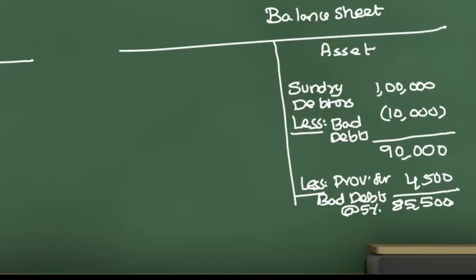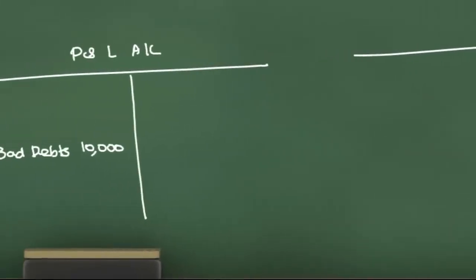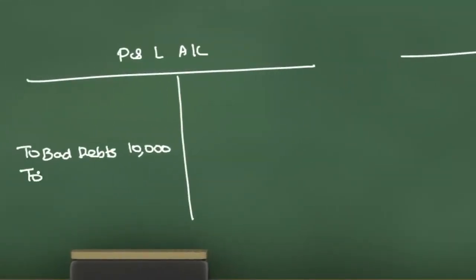What's going to be the other leg? There should be an effect for this 4,500 in P&L. What is the purpose of creating a provision? We have to reduce the profit to the extent of this 4,500. So when the event of default, when the event of bad debts takes place, at that point we need not take it to P&L. We can just take it to the provision for bad and doubtful debts account. So the other leg will be shown on the P&L like bad debts. It will be shown on the P&L as provision for bad and doubtful debts.